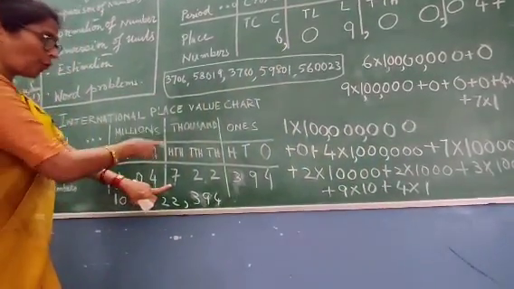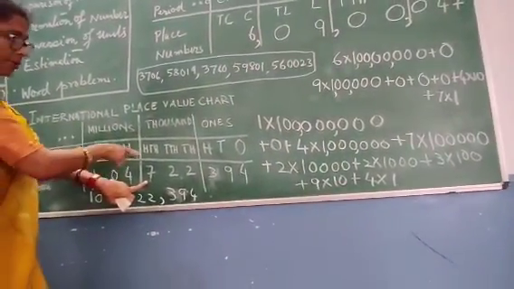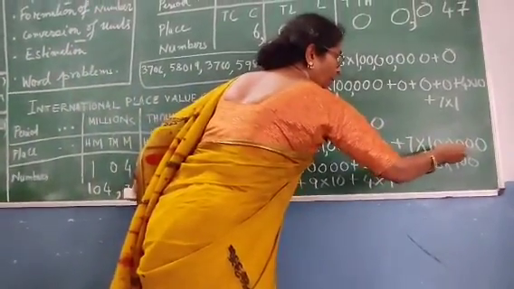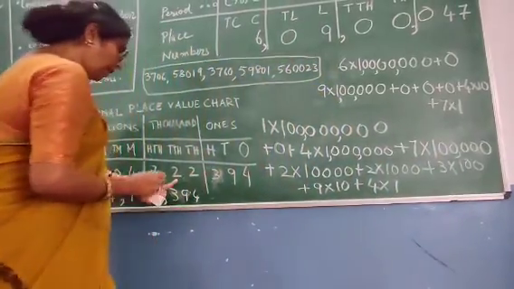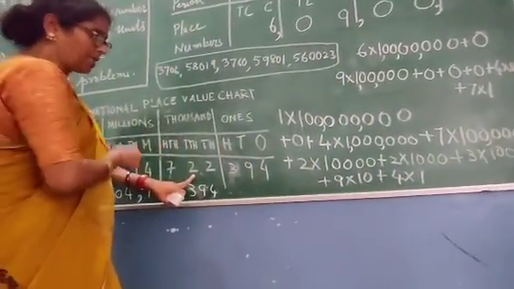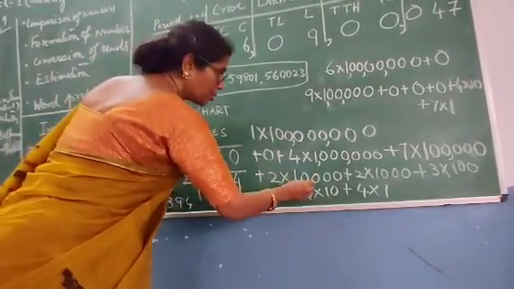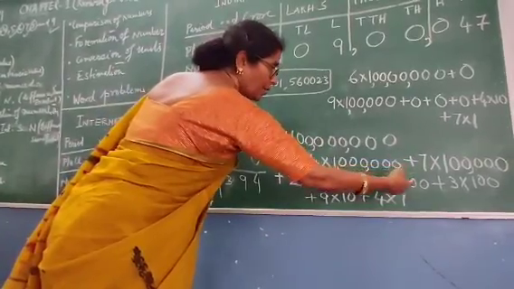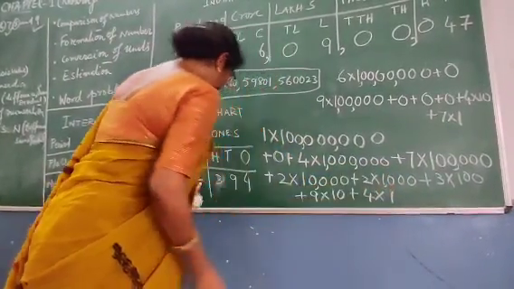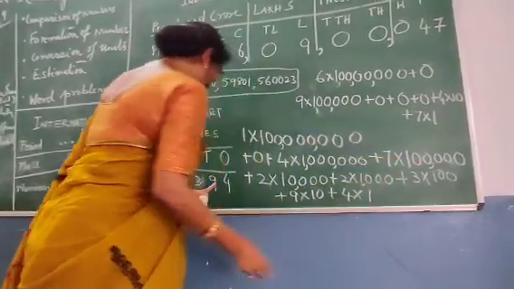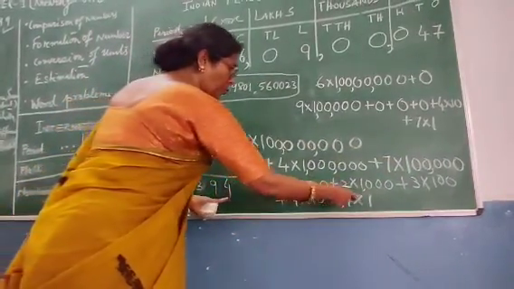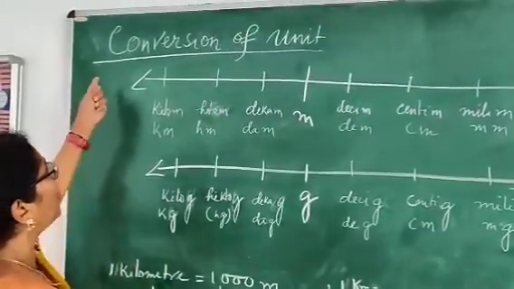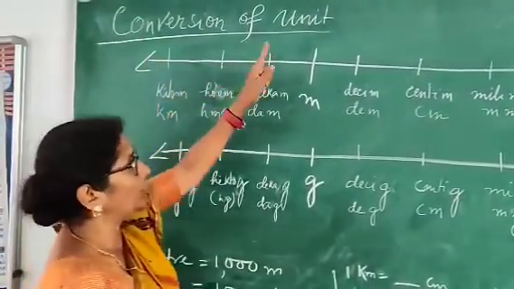Now 7 occupies 100,000, so you have to write 5 zeros. Now 2 is in the 10,000 place, so you have to write it like that. And another 2 is in the 1,000 place. Now 3 occupies the 100 place, 9 occupies the 10th place, 4 occupies the 1 place. So I hope all of you understood how to write it. Now I am going to discuss the conversion of units.